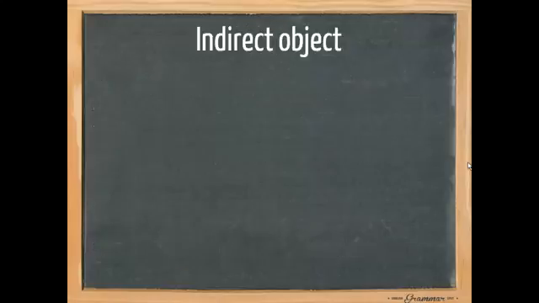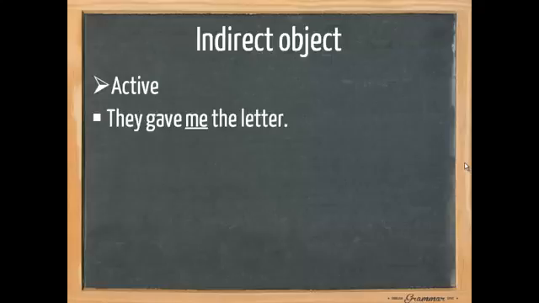Now, in the English language, we do not only have objects. There's also such a thing as an indirect object. I'll show you an active example: They gave me the letter. They is a subject and the letter is an object, the direct object. But me here is an indirect object.